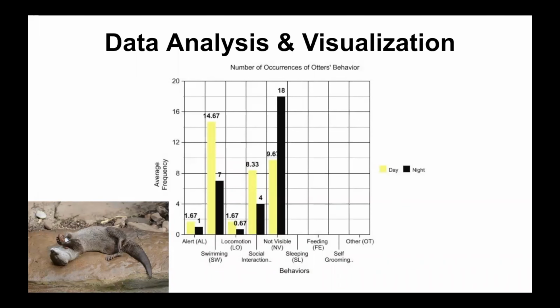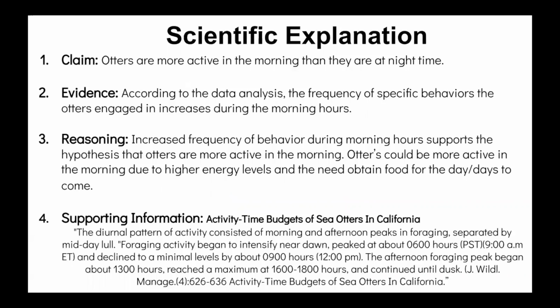14.7. Okay, good. And that's for the daytime or the nighttime? Daytime? Good. What about locomotion? 18. Nighttime. Okay, what about the not visible? 6 or 9.67. Good. For the not visible, were they more visible at night or in the day? Night. So what's our claim say?